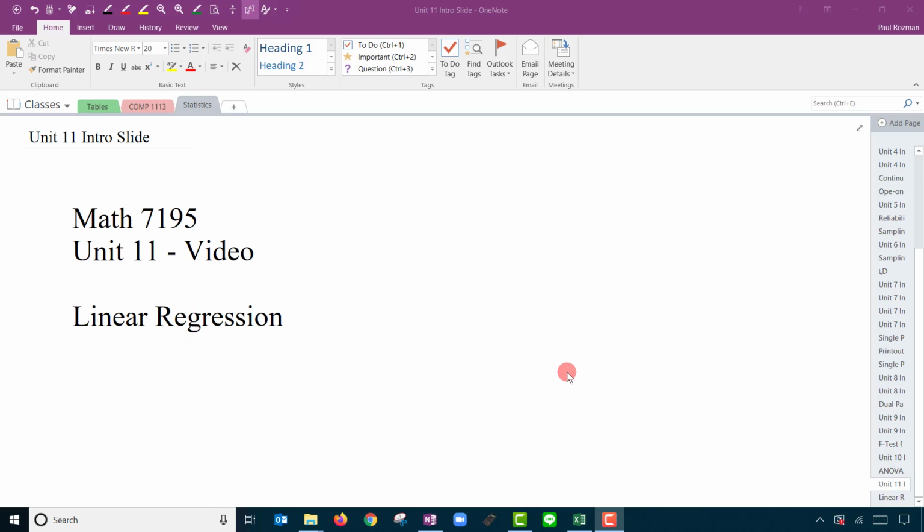Hey, Math 7195. Here we are, unit number 11, discussing linear regression. So it's a little bit of a change from what we've been doing most recently. This is all about fitting a model to basically a scatter plot. So when you have a data set and you want to do the line of best fit, we'll be performing this linear regression. So let's get right to it.